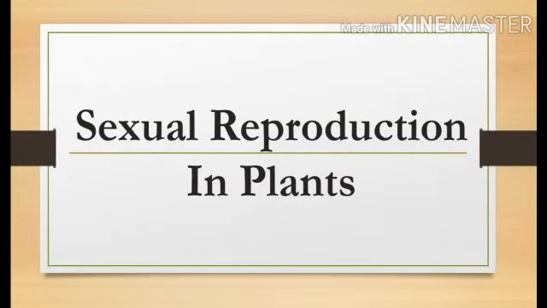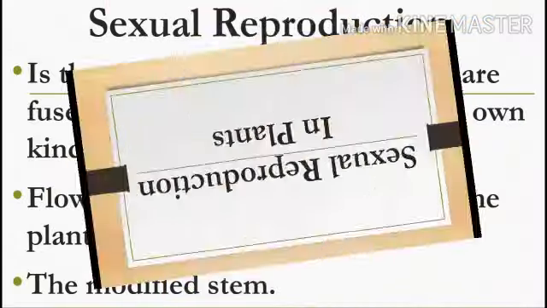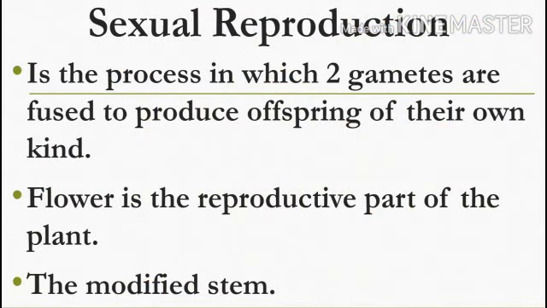The chapter we are seeing is reproduction in plants and animals. Already we have discussed asexual reproduction and vegetative reproduction in plants. Today we will see sexual reproduction in plants. So what is sexual reproduction? It is the process in which two gametes are fused to produce offspring of their own kind.